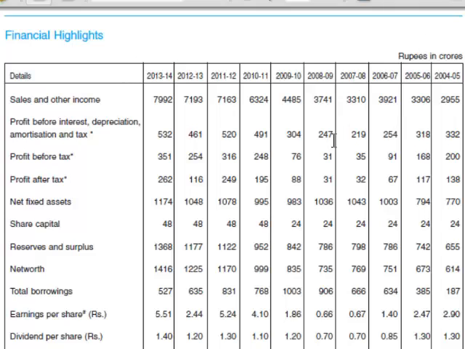This is rupees and crores. 2004-2005, the size of the company is about 3,000 crores. 13 to 14, they've reached almost double or more than double in 10 years. So this is about 8,000 crores here. That's how the company has been growing. I think there was a big growth. Can you see this?